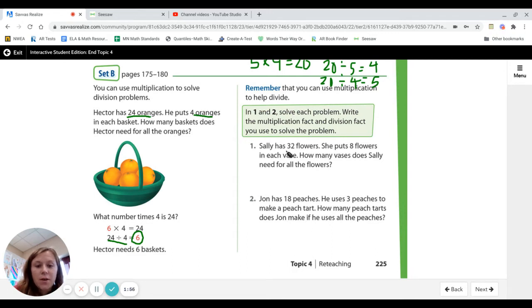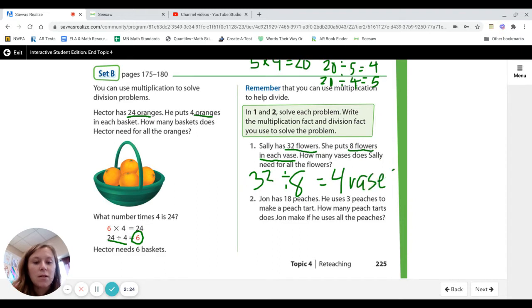So Sally has 32 flowers. I'm going to underline that because I know that's my total. She puts 8 flowers in each vase. How many vases does Sally need? So I know I have 32 flowers divided by 8 in each vase. So I think about 8 times what is 32? 8 times 1 is 8. 8 times 2 is 16. 8 times 3 is 24. 8 times 4 is 32. So I know 4, and I'm going to go back and look. How many vases does Sally need? So I know my label will be vases.